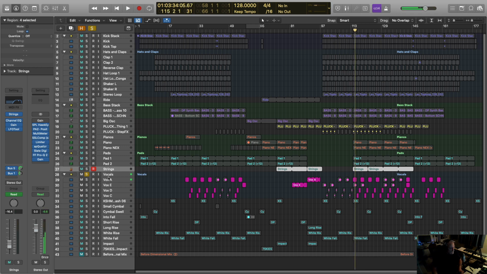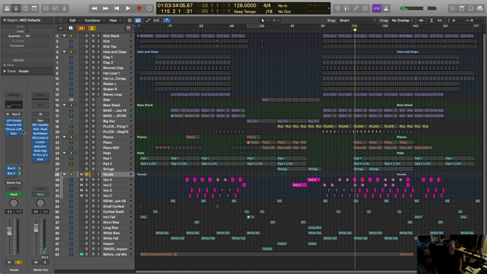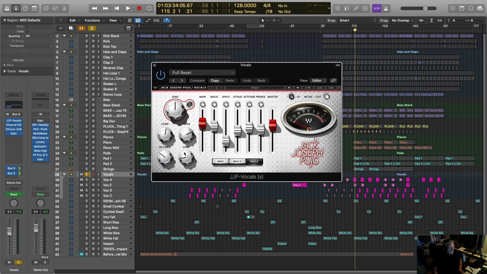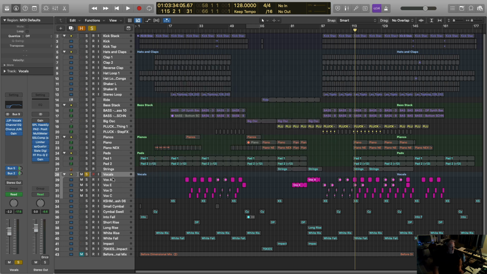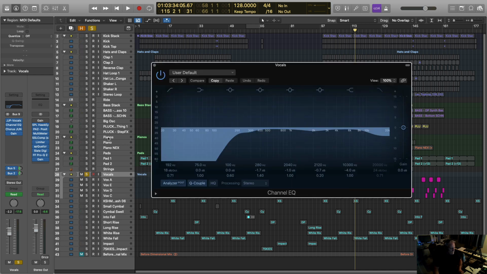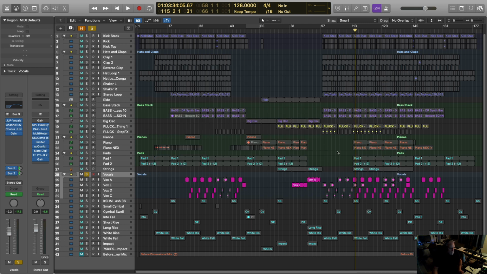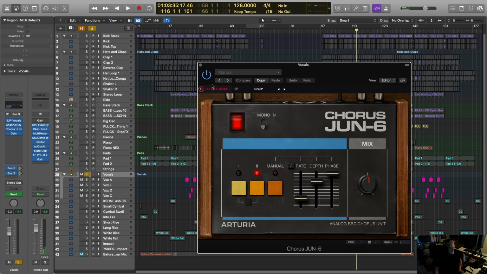Now that's sent to a group channel, and I've got the Jack Joseph Puig set to female, and I didn't really play with anything other than just adjusting the master. I like this plugin a lot. I don't really have to do much to it, just throw it on there and it brings the vocals out. Then I've got a little bit of reductive EQ. Oh, and I also have the Juno chorus. It's going to add a little bit more width to everything here.